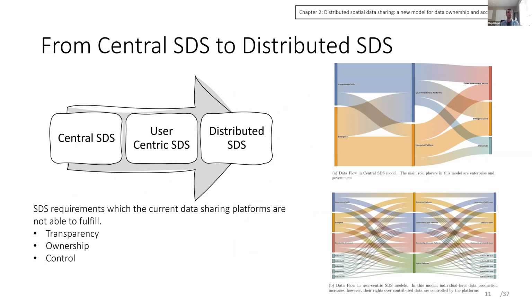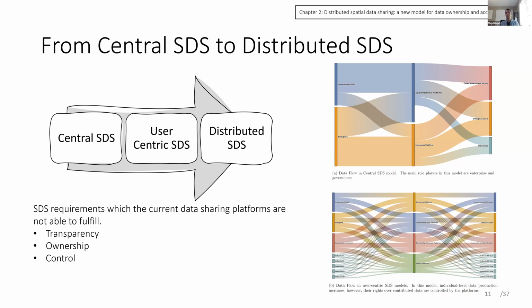Government had the funding and sensors and all of those devices to collect spatial data. Over time, the role of users increased, the sensors got more accessible, and users started to collect data and share it with the platform. So it becomes user-centric. And that user-centric model has transparency, ownership, and control challenges. The next era is distributed spatial data sharing, which we want to address transparency, ownership, and control challenges that exist in the user-centric data sharing environment.